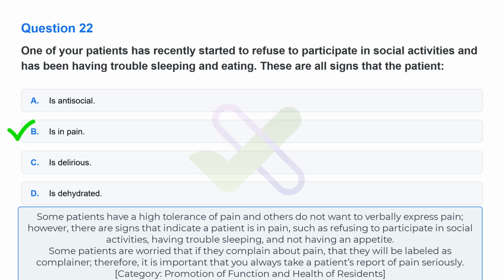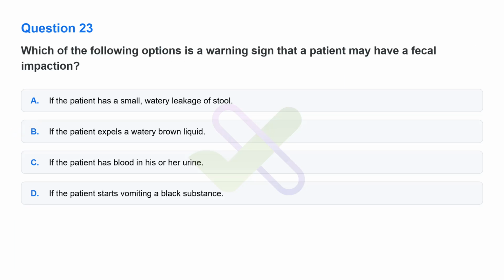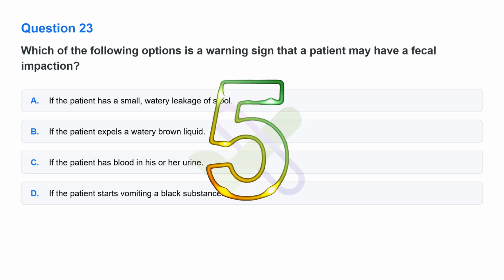Category: Promotion of function and health of residents. Which of the following options is a warning sign that a patient may have a fecal impaction? A. If the patient has a small, watery leakage of stool. B. If the patient expels a watery brown liquid. C. If the patient has blood in his or her urine. D. If the patient starts vomiting a black substance.